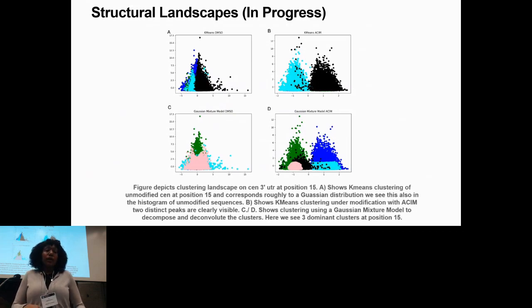So if we look at K-means and the Gaussian means cluster, we can see that when we add the structure probe, we get a separation of clusters at that, and we introduce additional clusters that aren't seen in the unmodified data. And this is for highly modified positions in SEN. So here, this is SEN 3' UTR at position 15.